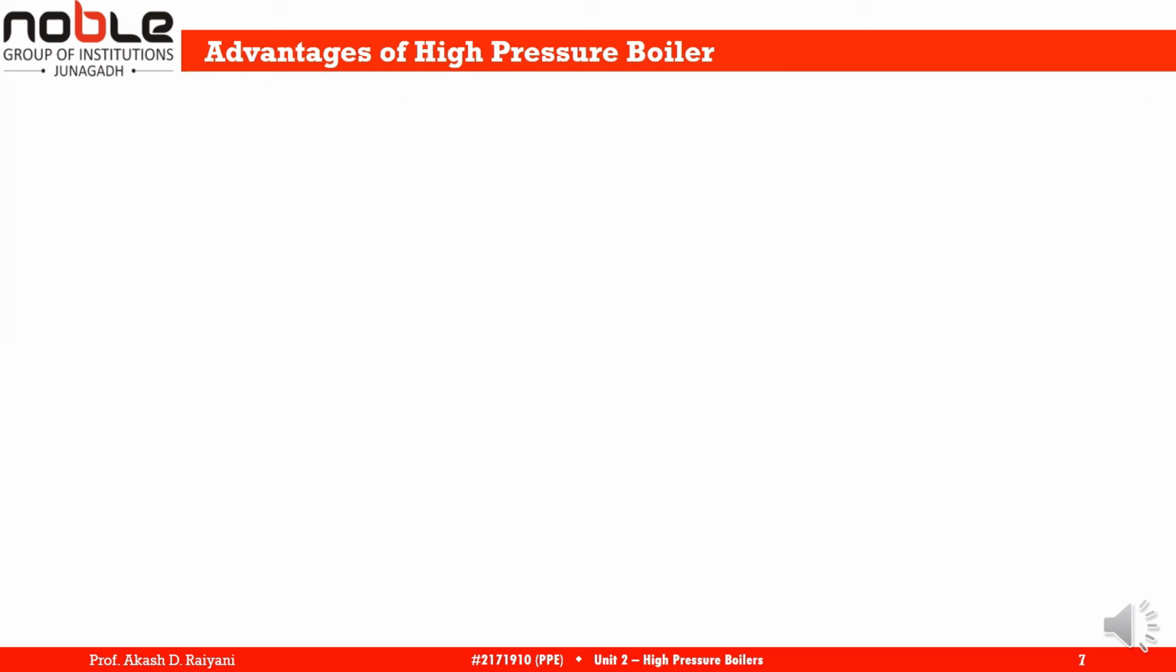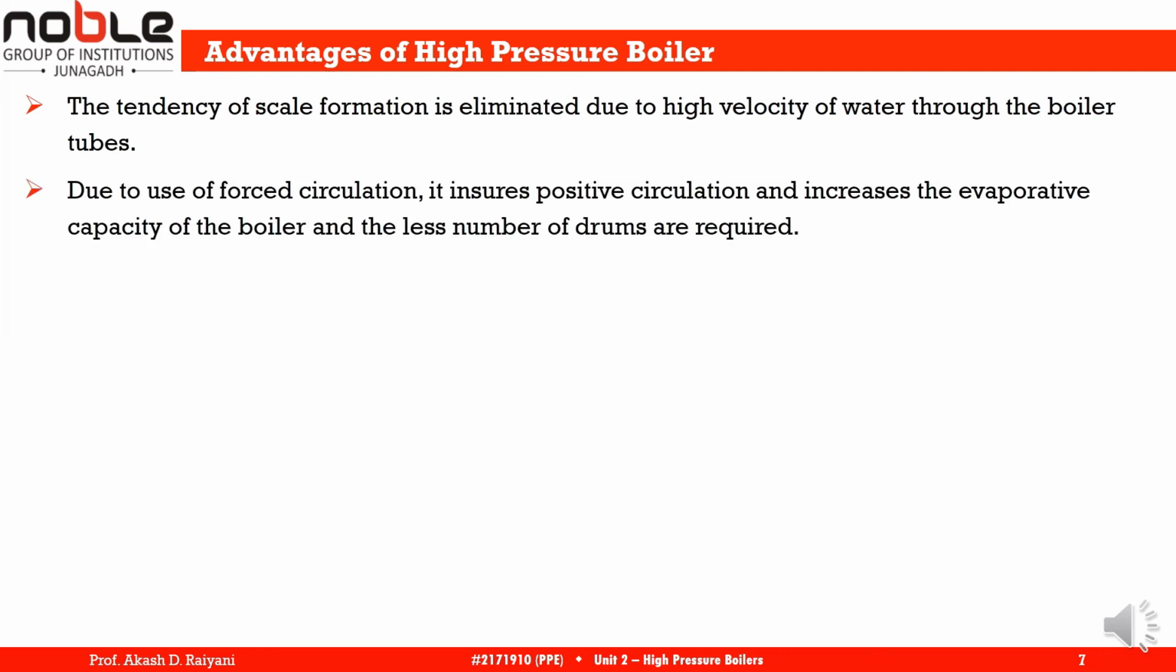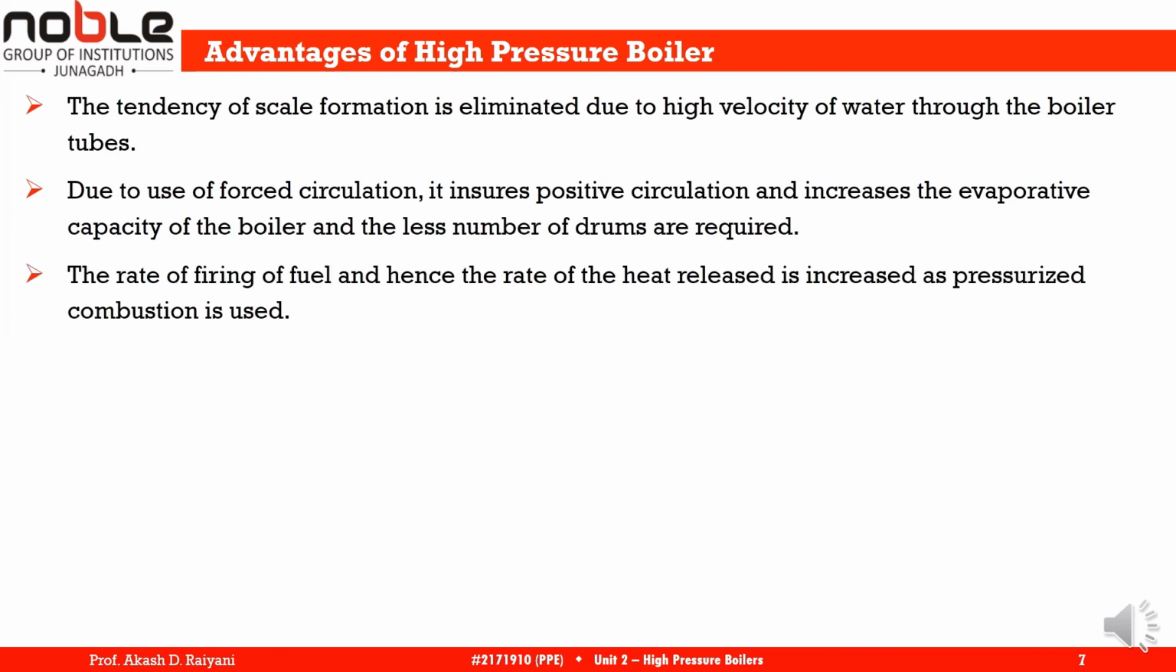Next one is advantages of high pressure boilers. The tendency of scale formation is eliminated due to the high velocity of water through the boiler tubes. Due to the use of forced circulation, positive circulation is ensured, increasing the evaporative capacity of the boiler, and fewer drums are required.